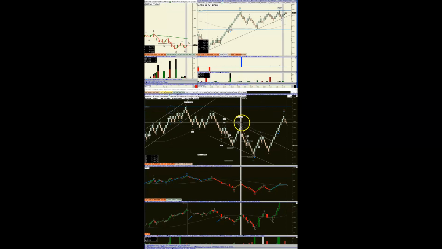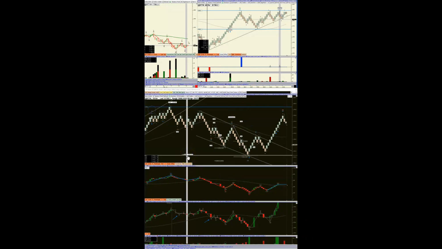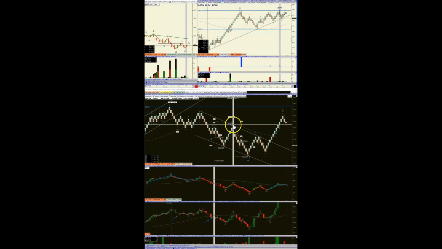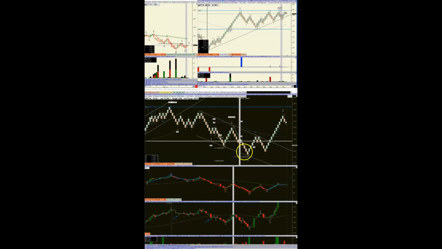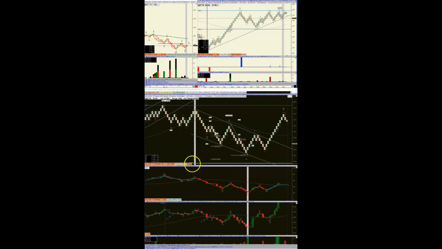Here the buyer stepped in, where I wrote invalidated. Right here, the buyer started stepping in. So they created this upthrust here on the lower time frame, which led to a bottom. And here, smart money started coming in again. Where? Right there, where it says 13.